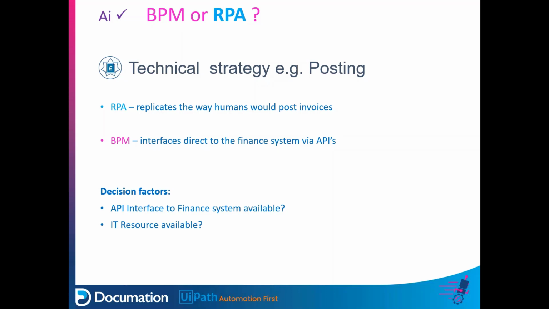So do we have an API interface into our finance system? Do we have the IT resources available to handle that interface? And are we performing customized or standard posting? Because many AP automation tools will have a standard posting capability for most finance systems. But if we've heavily customized our finance system and our posting, then RPA may be a simpler route to glory in terms of speeding that process up.